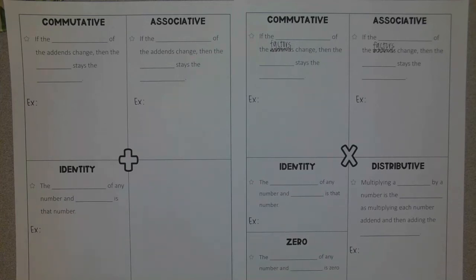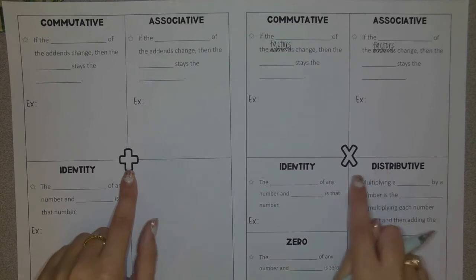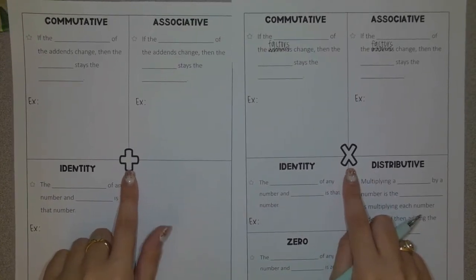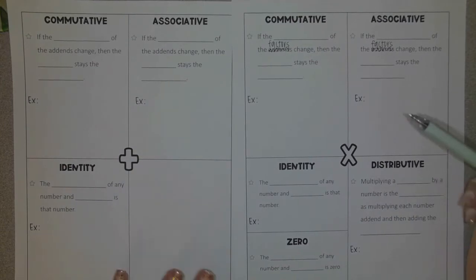Okay, so today we were talking about the different properties of addition and multiplication. So I've got our two notes pages side by side because I want to talk about some of the similarities that I see between these two. So on the left, we have our addition properties. On the right, we've got our multiplication properties. Now, one of the first things that I notice is that my multiplication has more properties than my addition does.